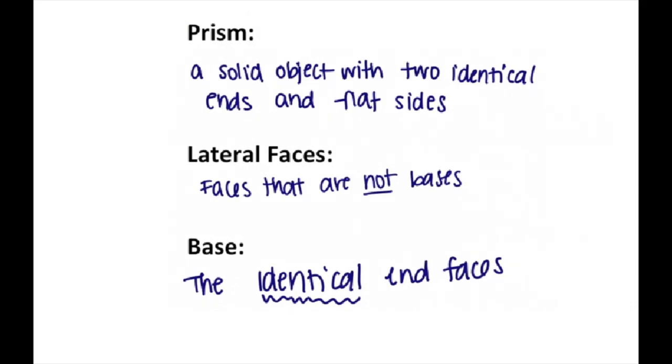Alright, so the first definition we're going to write down is a prism. It's a solid object with two identical ends and flat sides. So for example, a prism will look like this. I know a lot of you have drawn these before, like a cube. That's a prism. See how I have two squares, one behind the other, and if I connect them, it makes a 3D object, like a long rectangular prism, okay?